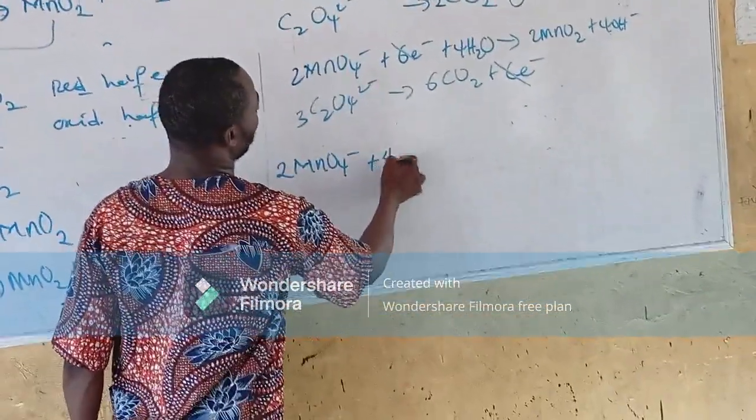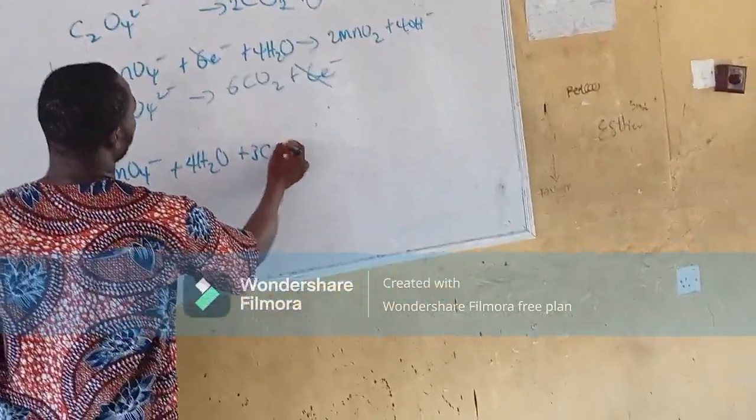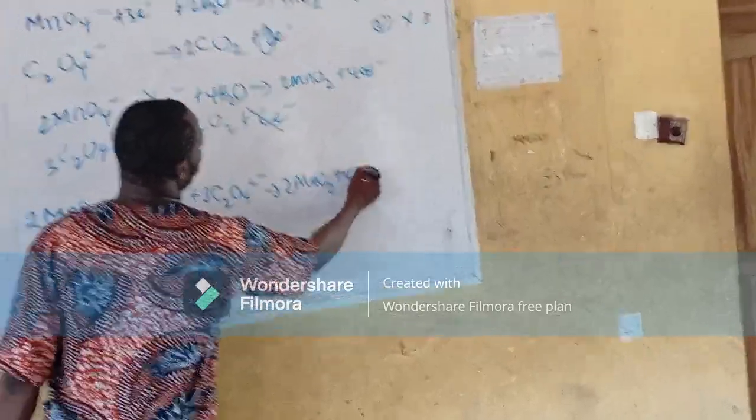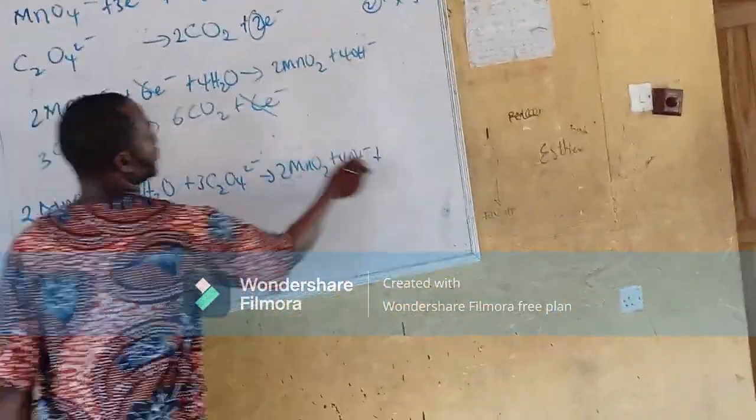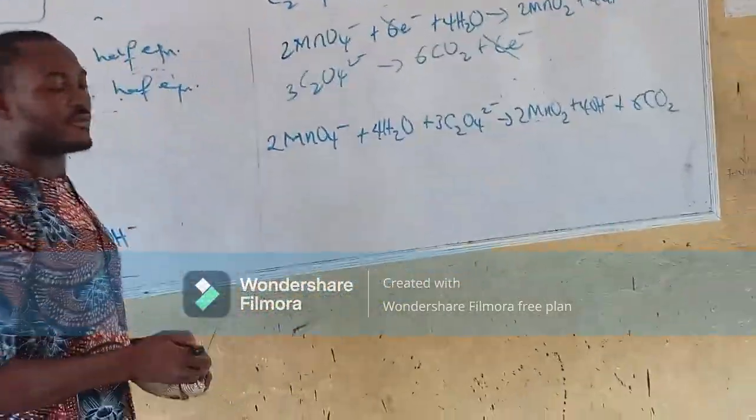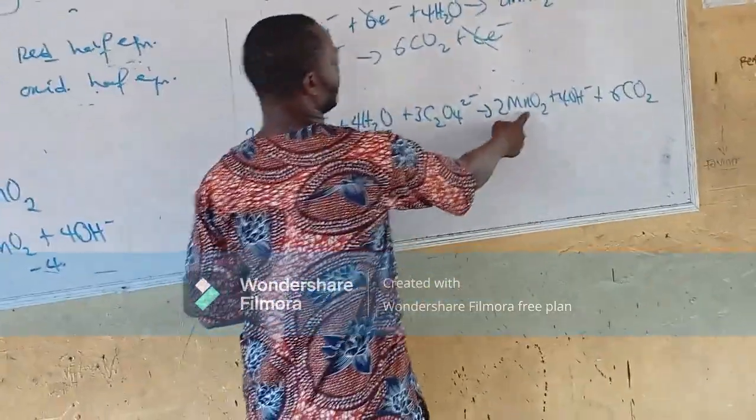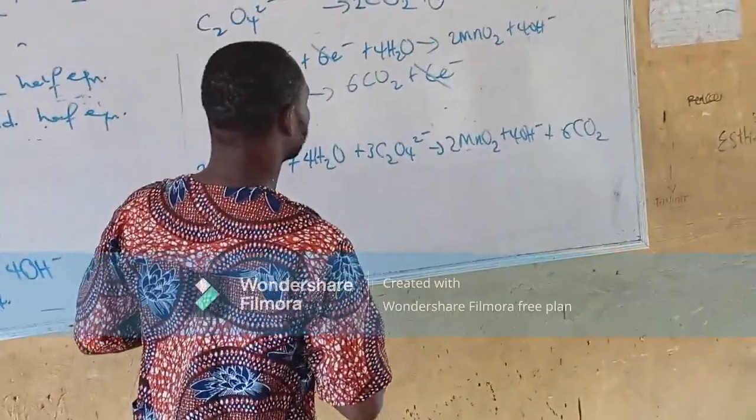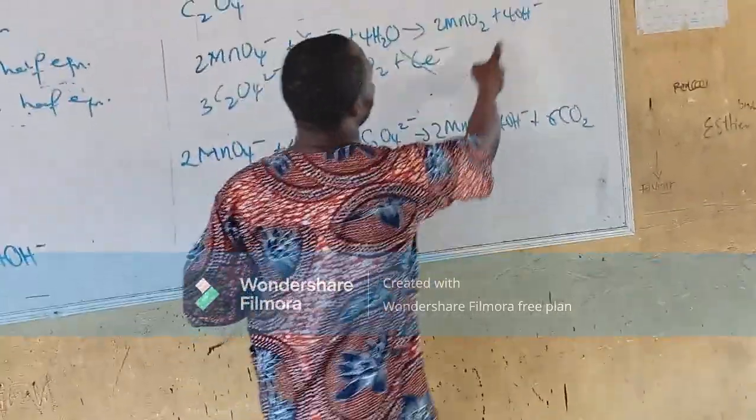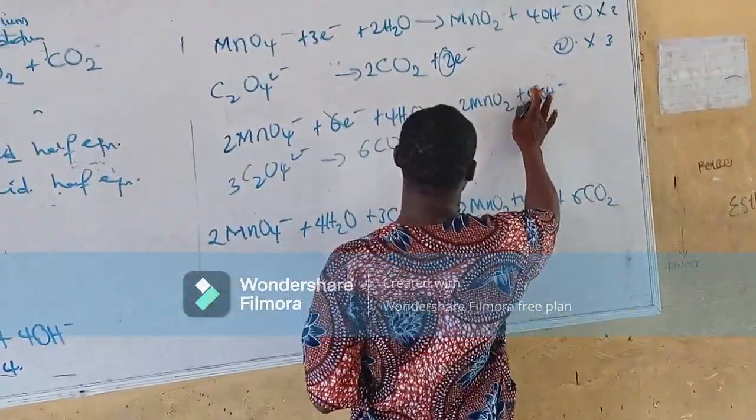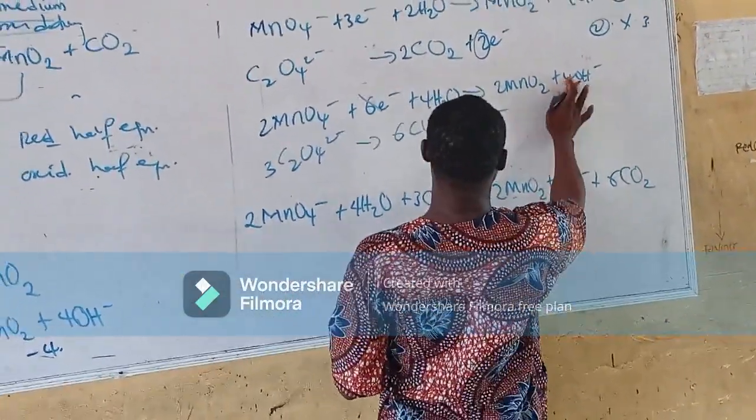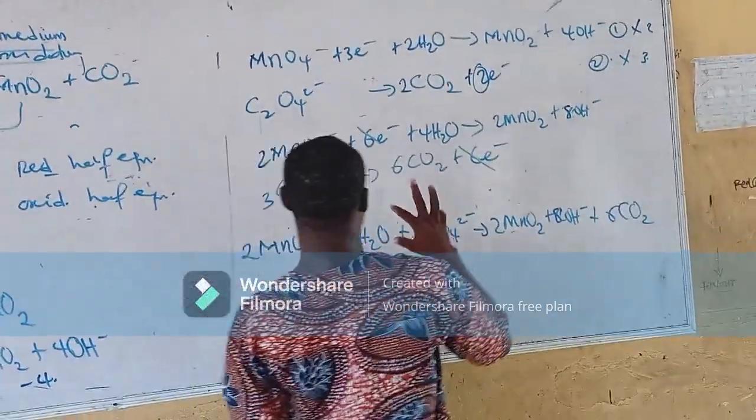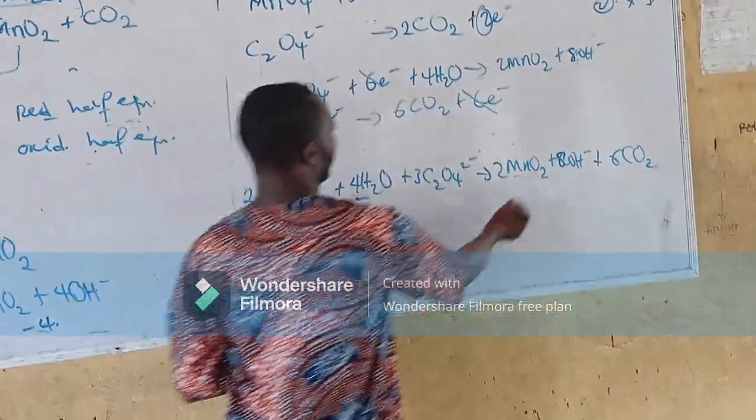We now have 2MnO4 minus plus 4H₂O plus 3C2O4 2 minus to give us 2MnO2 plus 4OH minus plus 6CO2. Let's check if everything is balanced. How many manganese do we have there? 2. How many do we have there? 2. How many hydrogen do we have there? 8. Is it 8? I think we are missing something somewhere. Yes, I forgot this one. 2 times 4, 8. So I made an error here. It should have been 8 here. Yes, we have 8 OH minus plus 6CO2. So we have 8 hydrogen here, and 8 hydrogen here.